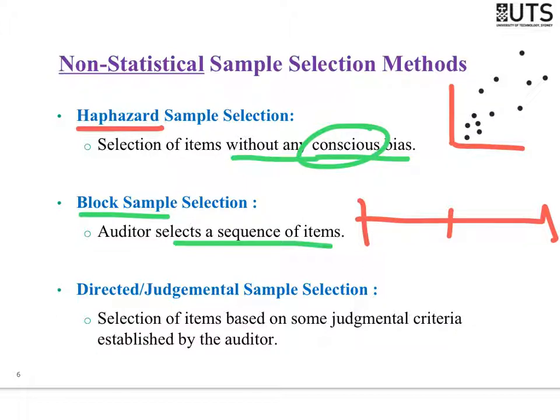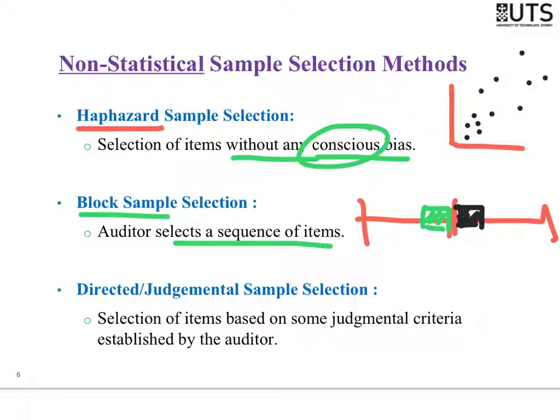So if you look at the timeline I've drawn on the right-hand side, an example of block selection, now pay attention to what I'm drawing. An example of block selection is if we select all the sales transactions in the last week of the financial year, and we also select all of the sales transactions in the first week of the next financial year. That's block sampling. Why? You've literally selected everything within a certain period of time. That's block, because you're following the sequence of the items.